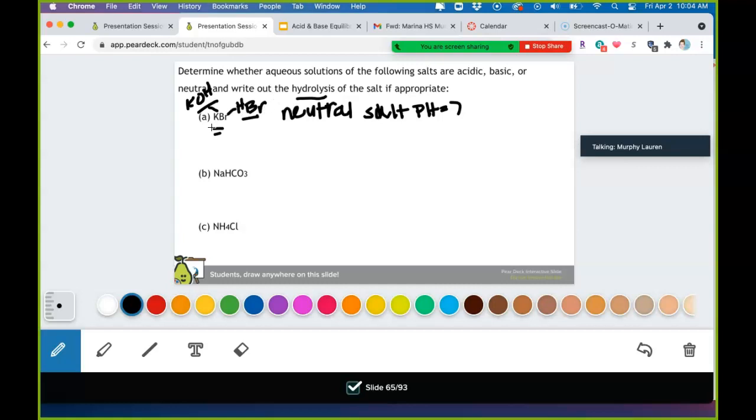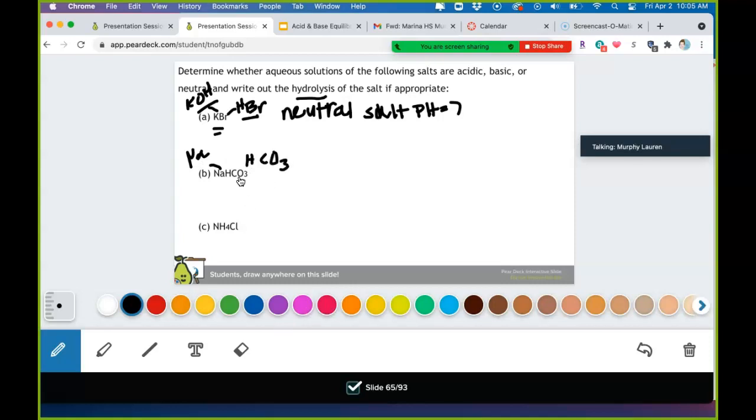Okay, so because this is a neutral salt, it will not undergo hydrolysis. And again, I'm going to talk about what hydrolysis is in a minute. So let's try the next salt. Sodium bicarbonate. Okay, how do I know it's a salt? Metal, polyatomic, ionic salt. So let's rip it apart. So here's the sodium. Here's the bicarbonate.